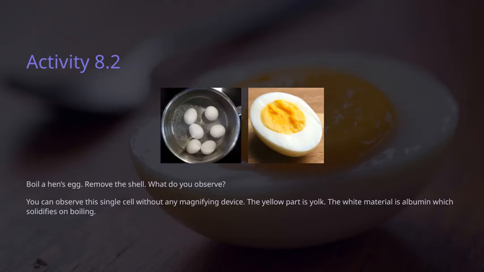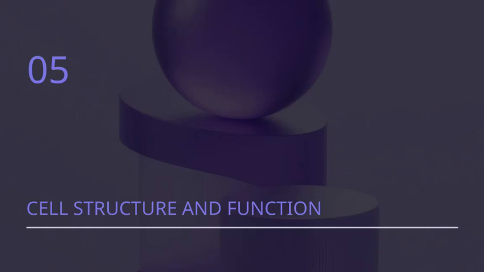The white material surrounding it is called albumin, or egg white. When you boil the egg, the albumin solidifies, turning from a liquid into a firm, white substance. This activity helps us understand the basic structure of the egg as a single cell, and how heat causes the proteins in the albumin to denature and solidify. It's a simple but effective way to connect the concept of cells and their components to something we can observe directly.